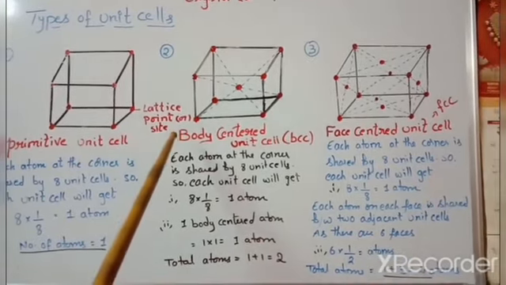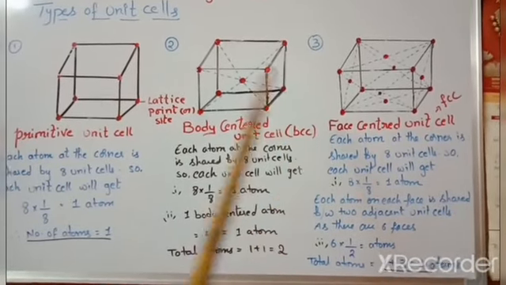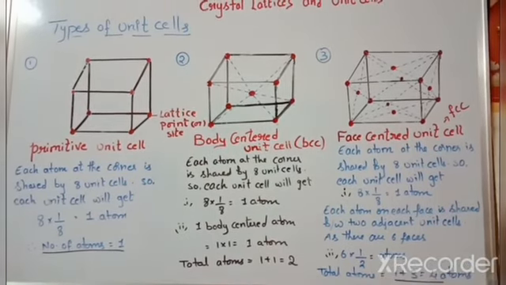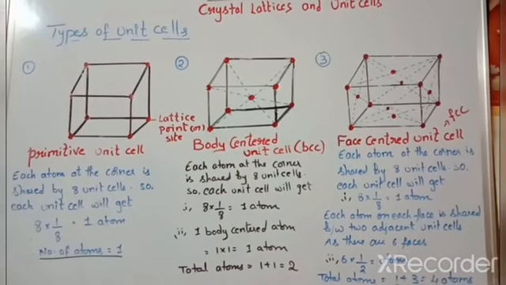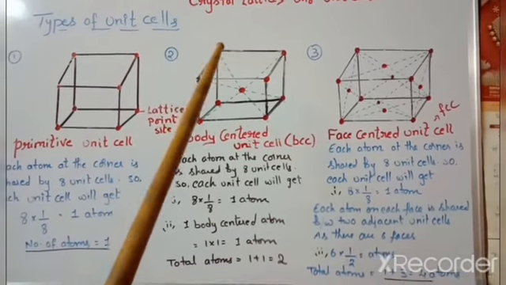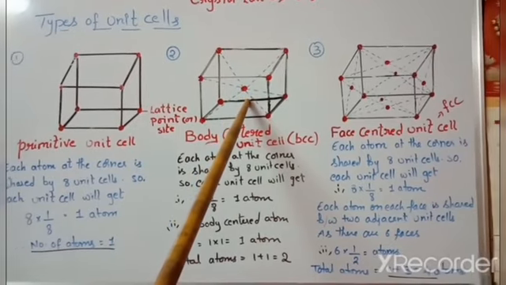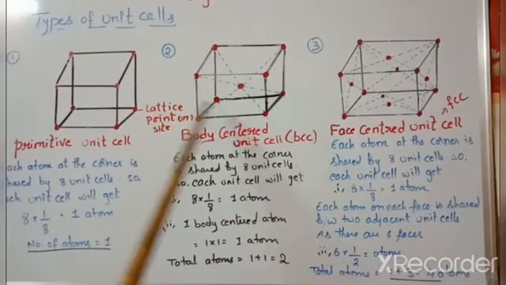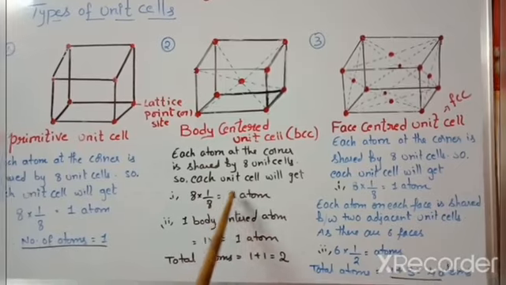Okay children, next comes the body centered unit cell or BCC. So here you already know what we mean by body centered unit cell. A body centered unit cell has an atom at each of its corners and also 1 atom at its body center. So here also each atom at the corner is shared by 8 unit cells. So each unit cell will get 8 into 1 by 8, that is 1 atom.